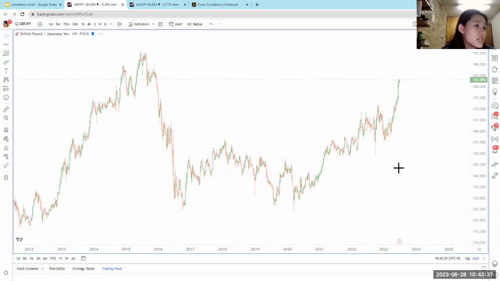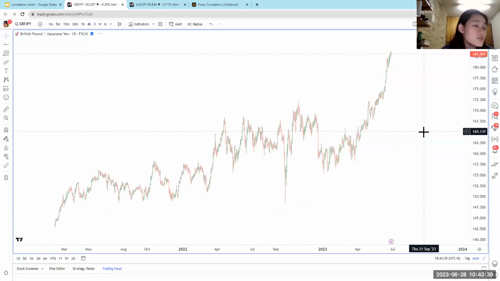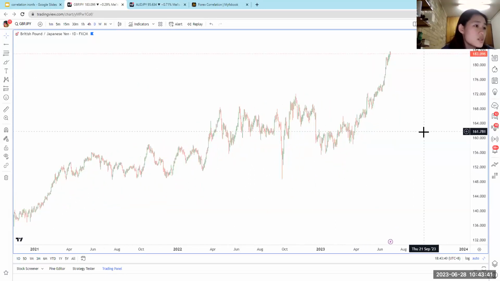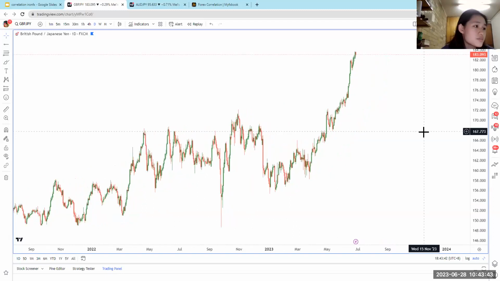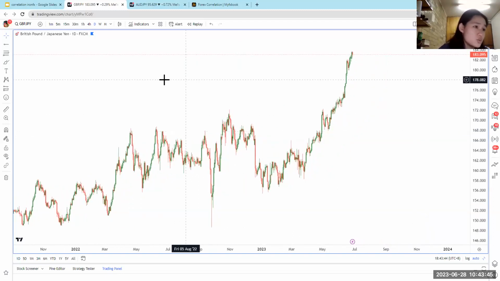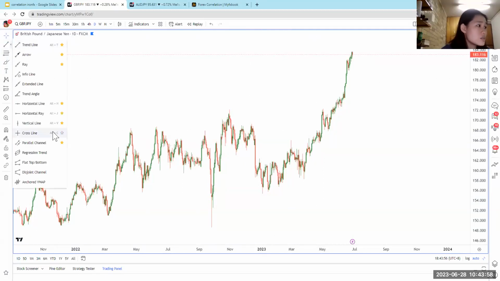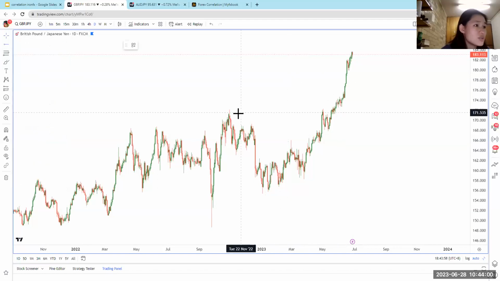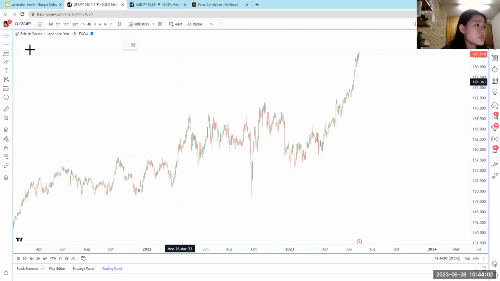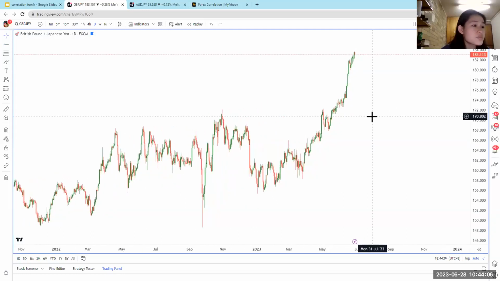Okay, and now let's take a look at daily. So daily also, they're definitely moving upwards. Okay, so pretty similar to what we saw earlier. Okay, I don't think we have any trend lines or trend channels, so I'm just gonna go ahead and add some support and resistance levels.